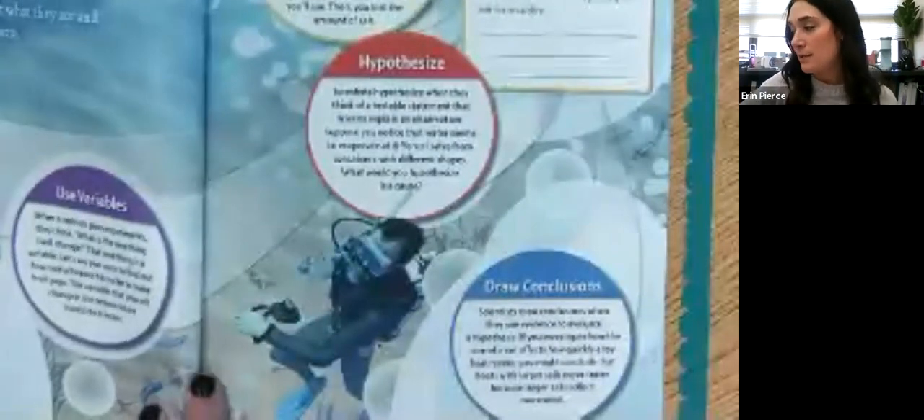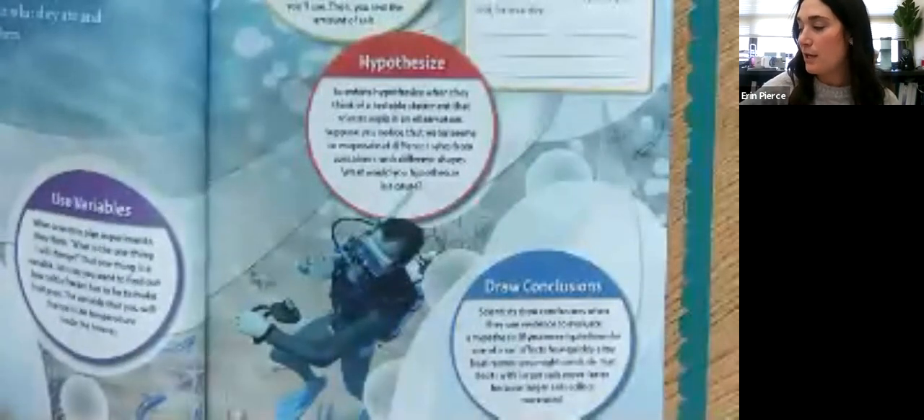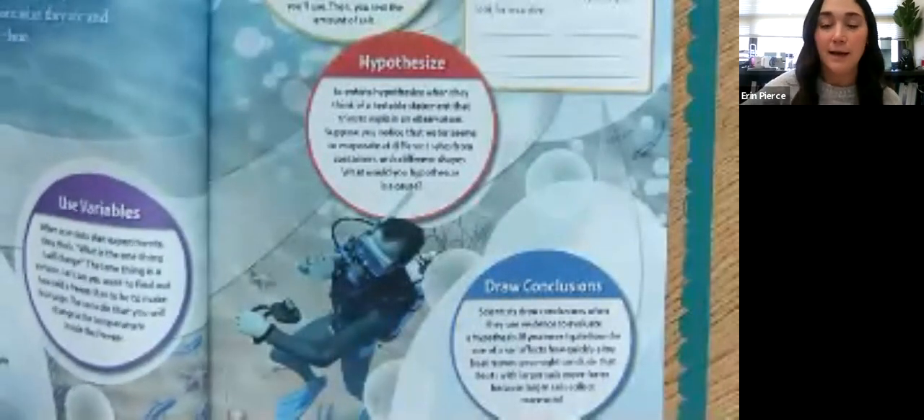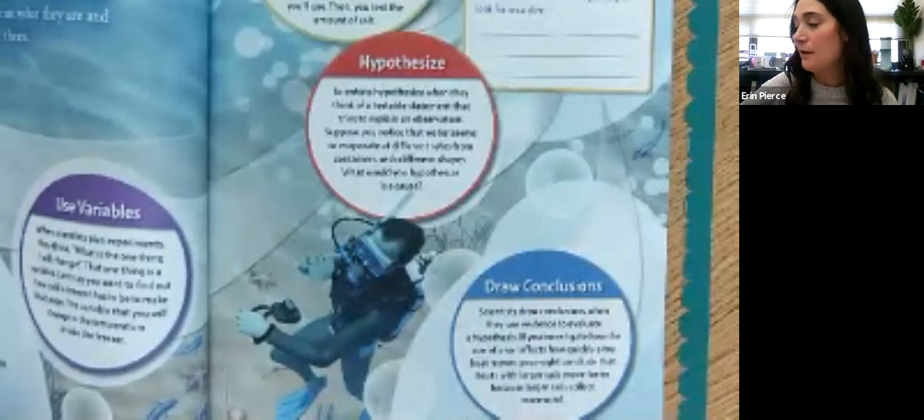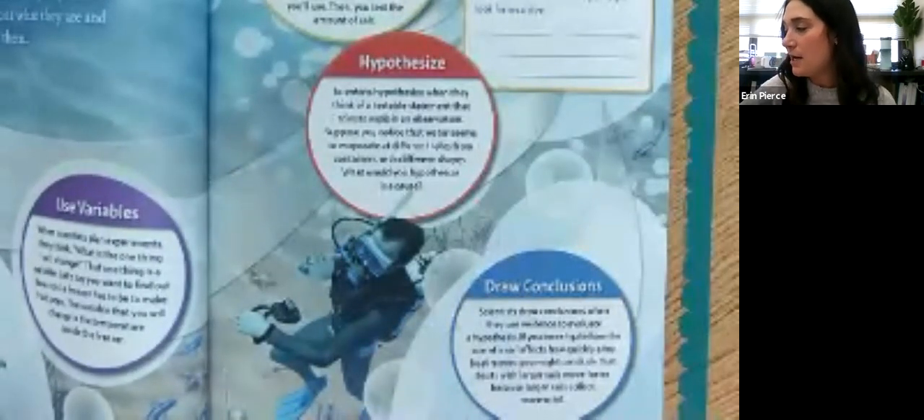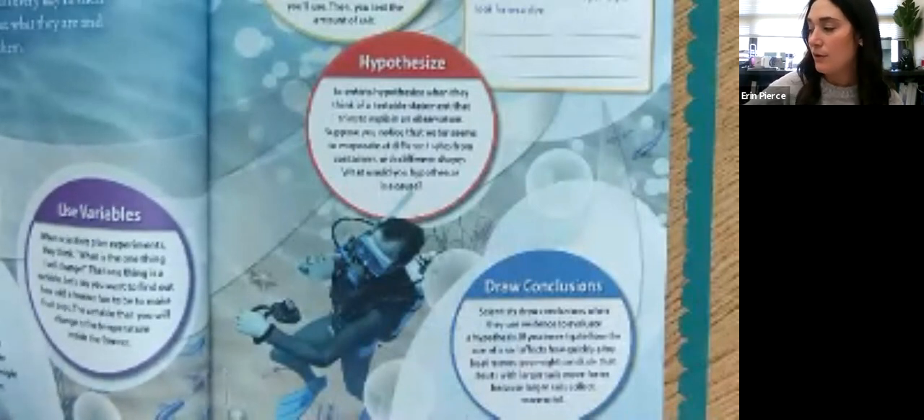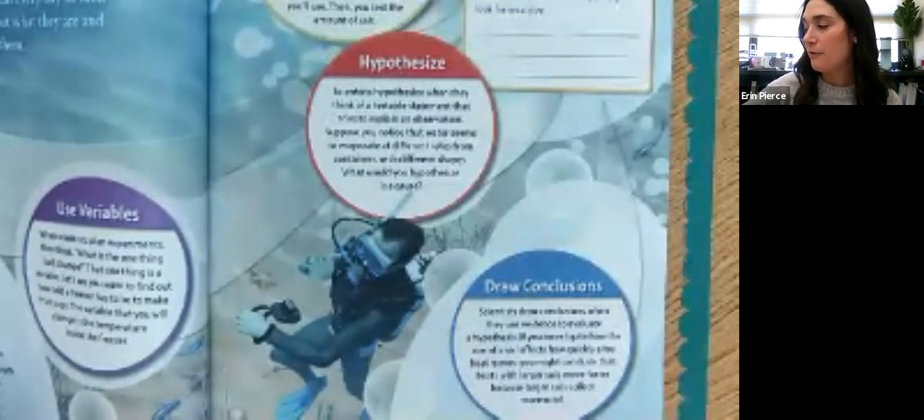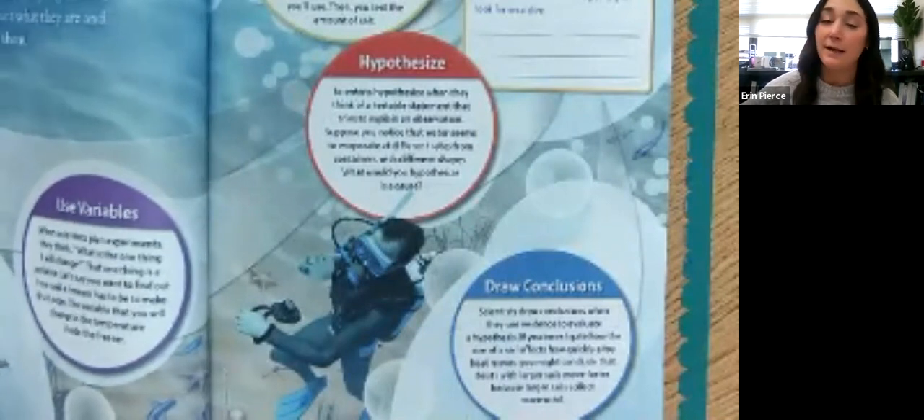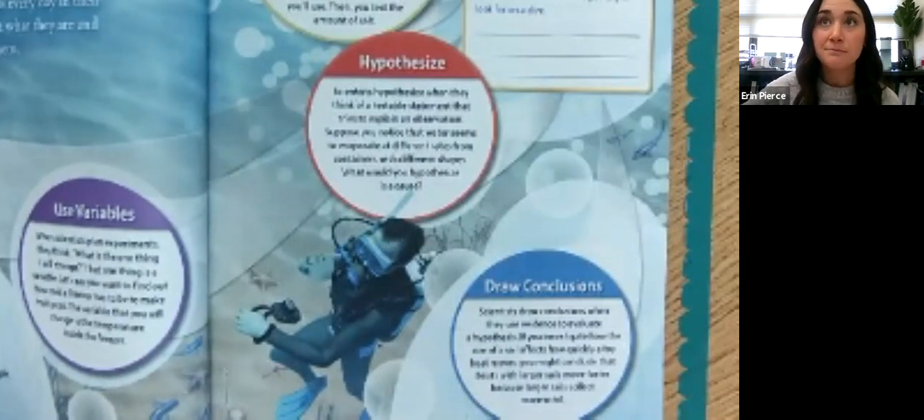And finally, they draw conclusions. Scientists draw conclusions when they use evidence to evaluate a hypothesis. If you investigate how the size of a sail affects how quickly a boat moves, you might conclude that boats with larger sails move faster because larger sails collect more wind.